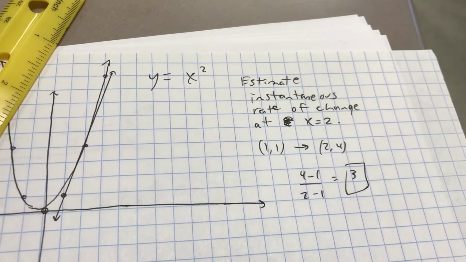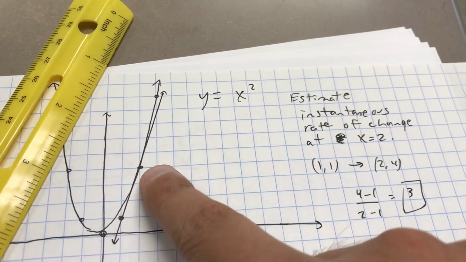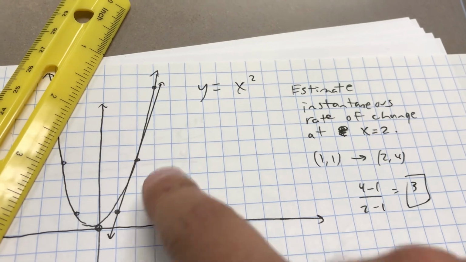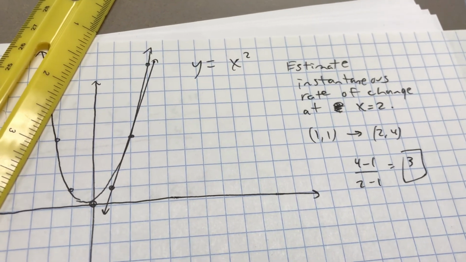So this is not a real effective approach, but that visual of the tangent line having the same slope as the graph at that point is a really, really crucial idea in calculus, which is why I wanted to show you this example.